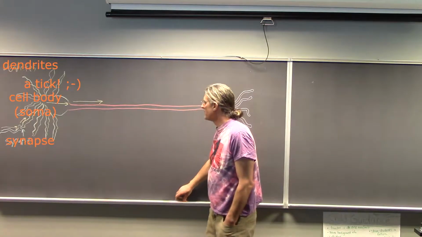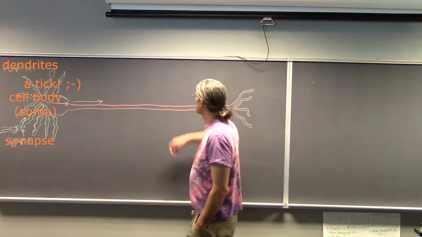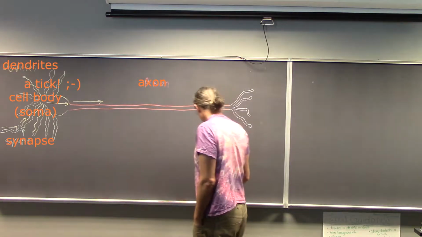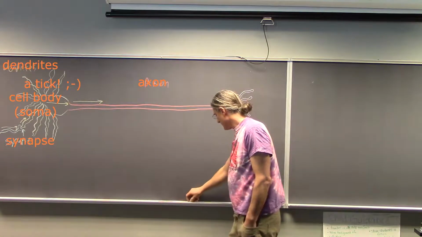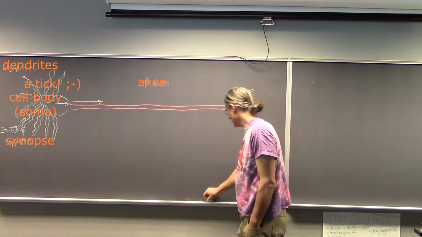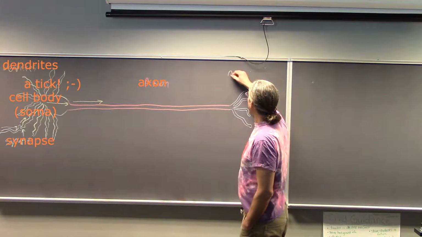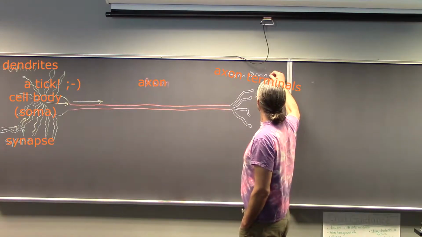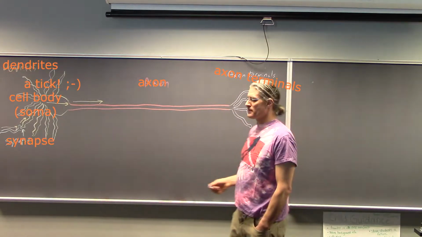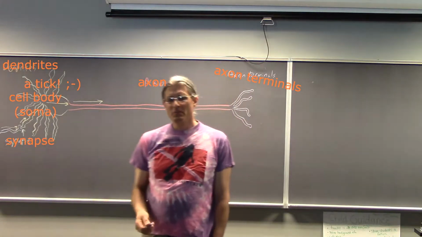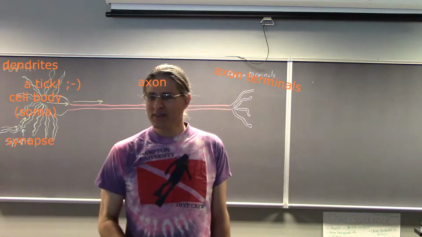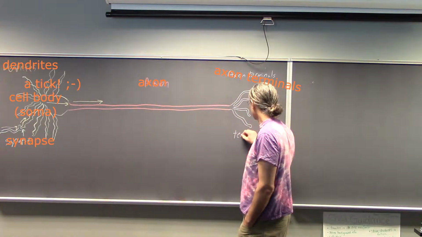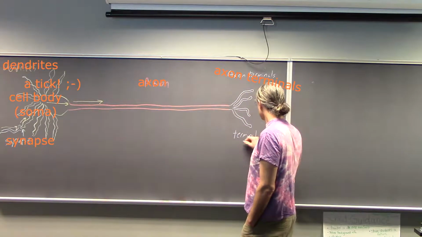Actually, let me do some labeling here. So this is our axon. That's our axon terminal. Or terminals. Or axon buttons? Is that what you call them? Terminal buttons. Terminal buttons. It's like your toes, because it keeps like buttons.